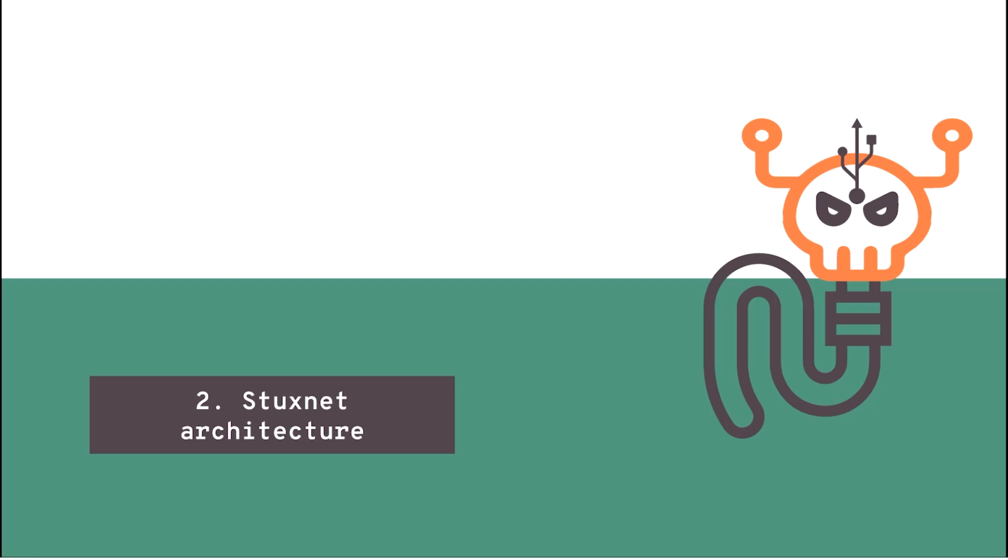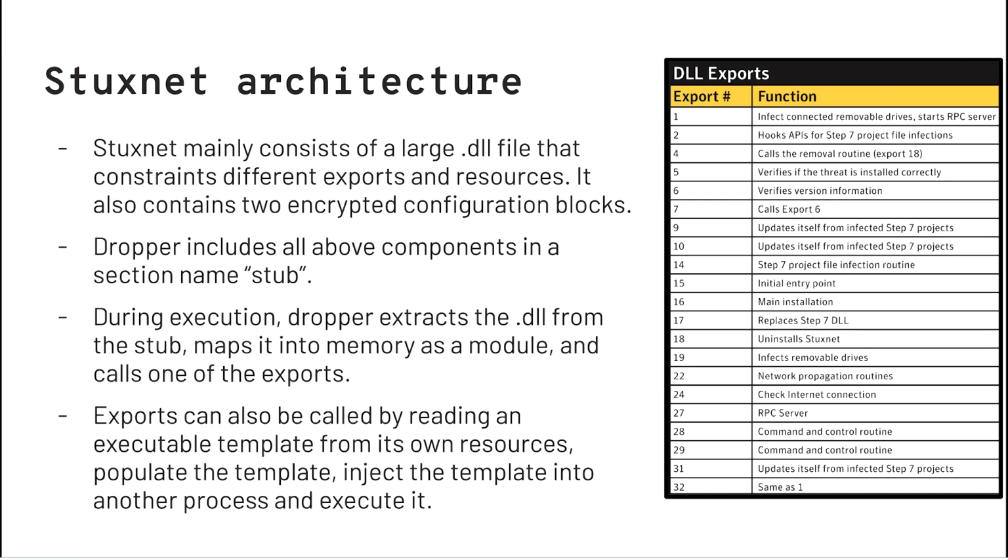Let's now investigate Stuxnet architecture. Stuxnet itself mainly consists of a large DLL file. DLL stands for Dynamically Linked Libraries, and these are like executables, but they don't have a way to be executed. So they contain functions, but not a main function that will execute the file itself.